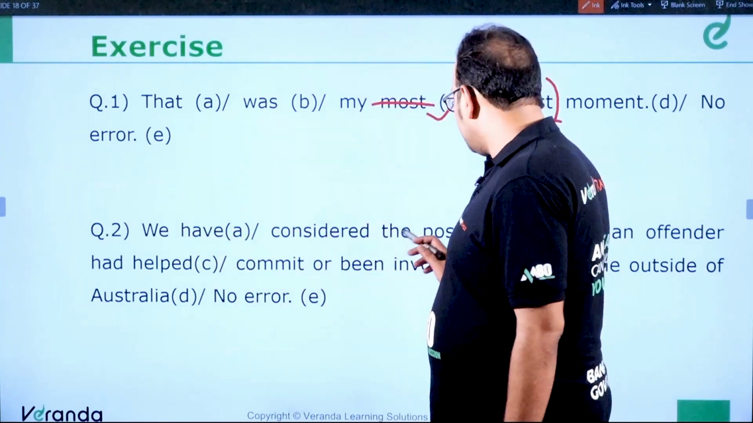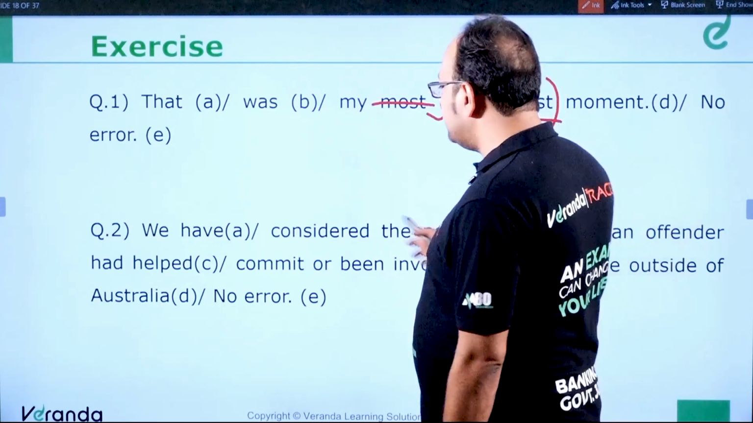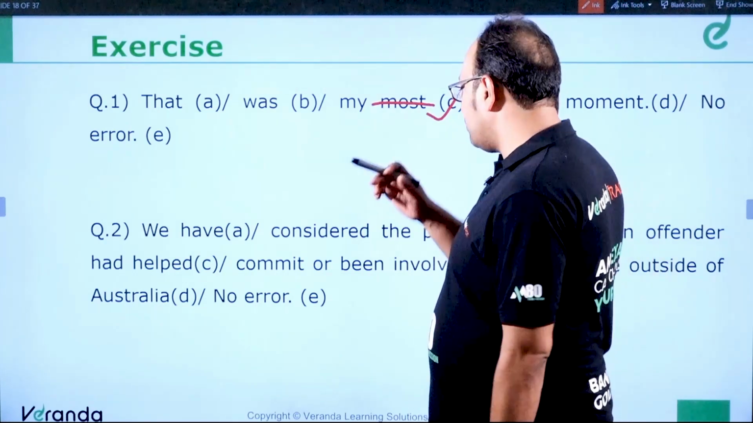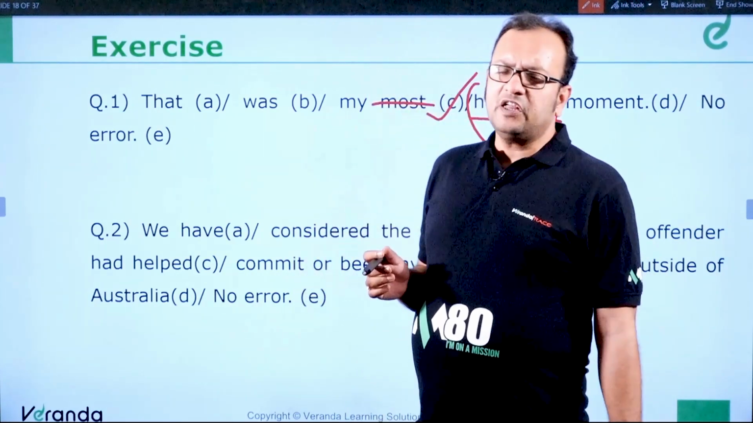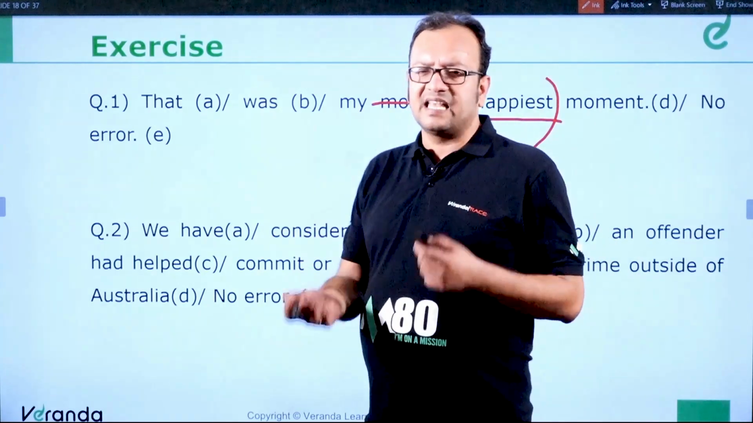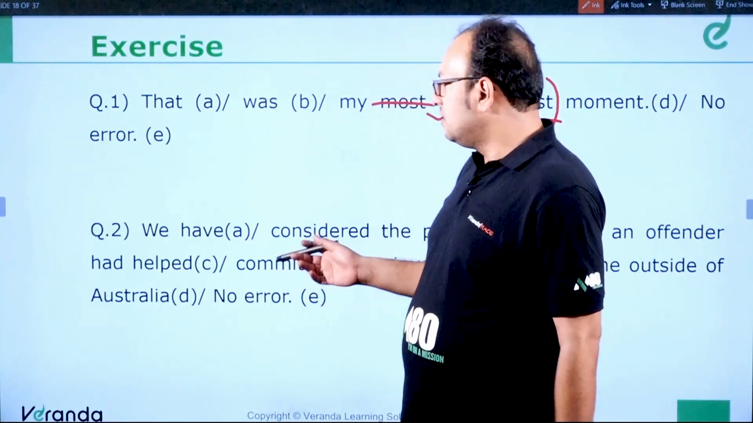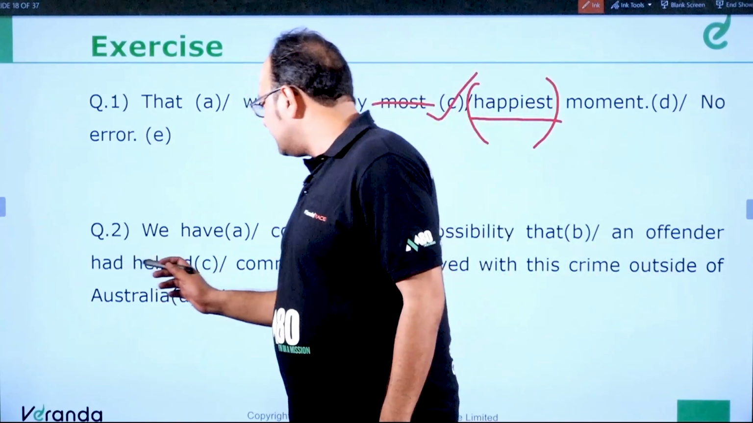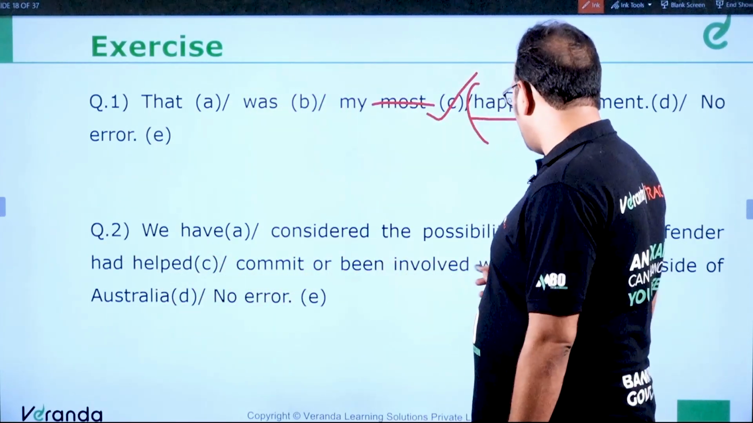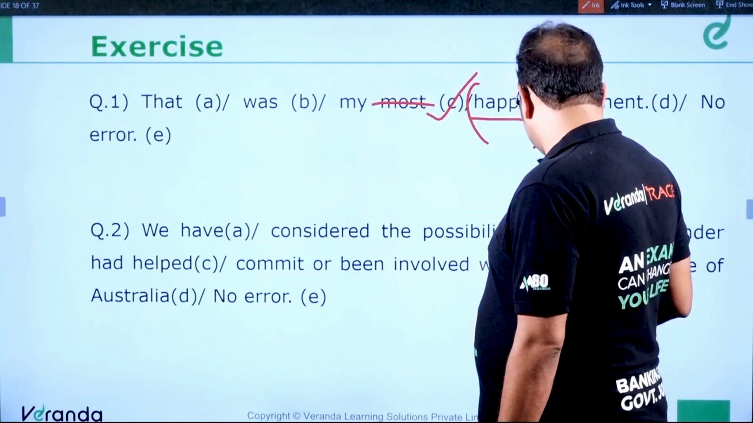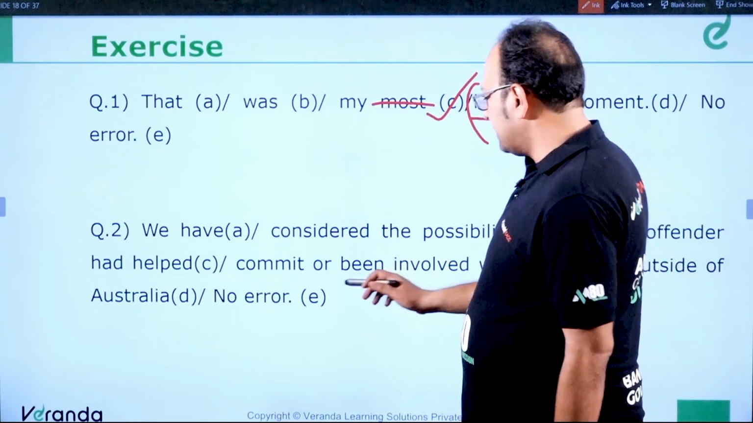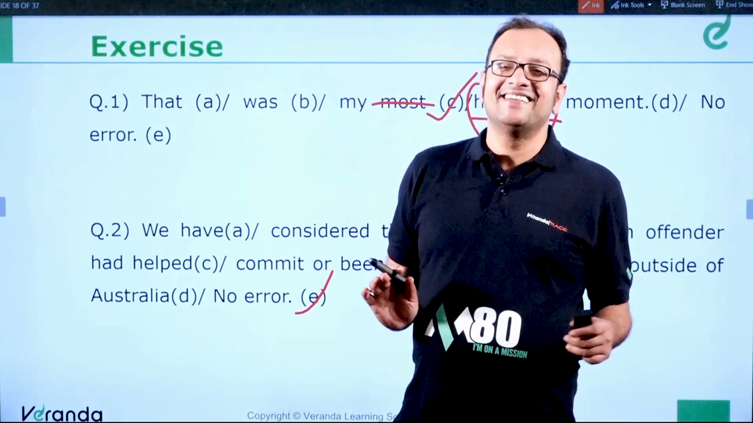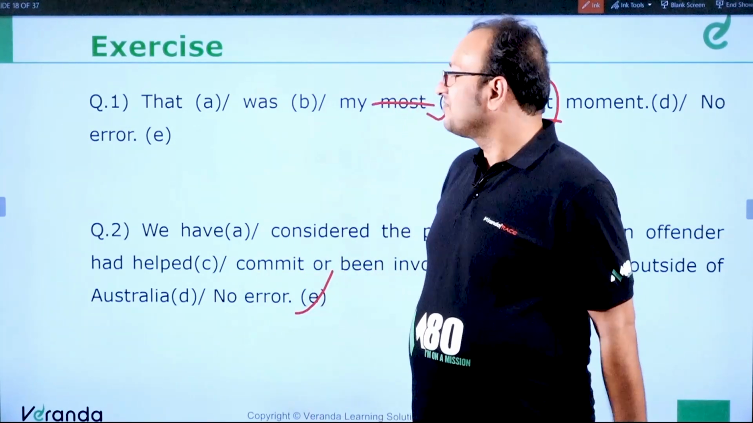We have considered the possibility that an offender had helped commit or been involved with this crime outside of Australia. We cannot see any error in this. Let us re-examine it. We have considered the possibility that an offender had helped commit or been involved with this crime outside of Australia. No error. 100% no error, at least with adjectives, I'm sure. Moving ahead.